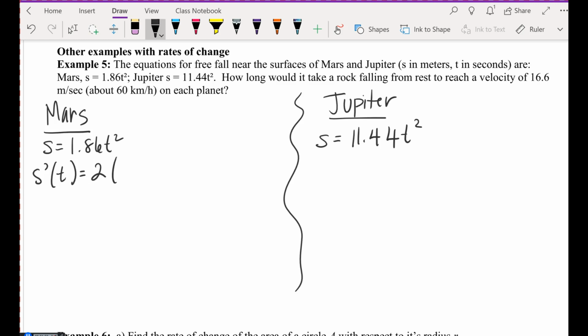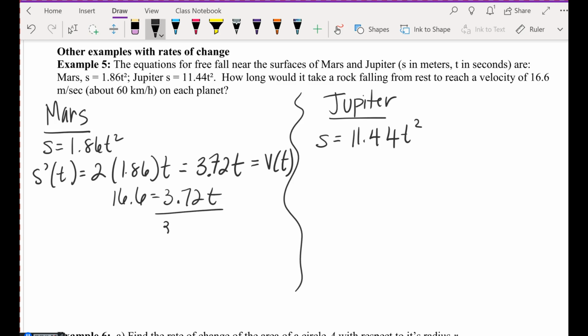2 times 1.86 times T. So 2 times 1.86 is what, Marco? Help me out when you're ready. 3.72 times T. Okay. What do we do with that? The derivative of position equals to... Would you set that equal to 16.6? I would, because the derivative, isn't that the velocity? Yeah. I'm interested in looking for the time when the velocity is what? 16.6. You're right.